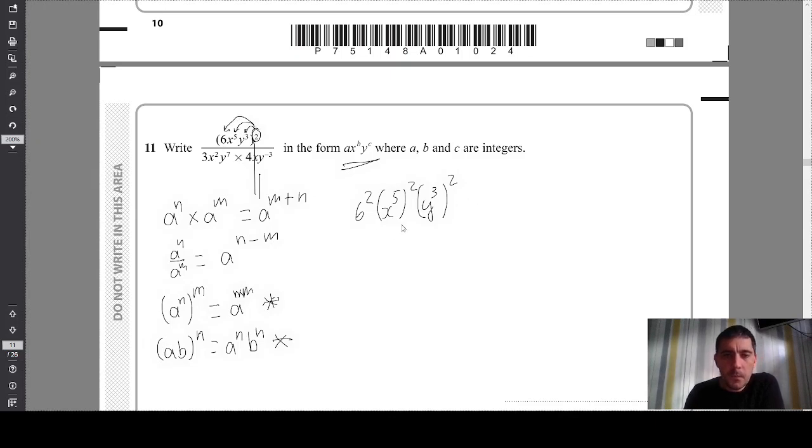Instead of working out straight away with the denominator, I would delay that and do the denominator separately. So let's work out the numerator first, and then we'll move to the denominator. So 6 squared is 36, then x to the 5 times 2 makes x to the power of 10, and y cubed squared, so those powers multiply, 3 times 2 gets us y to the power of 6. Okay, so that's our numerator.